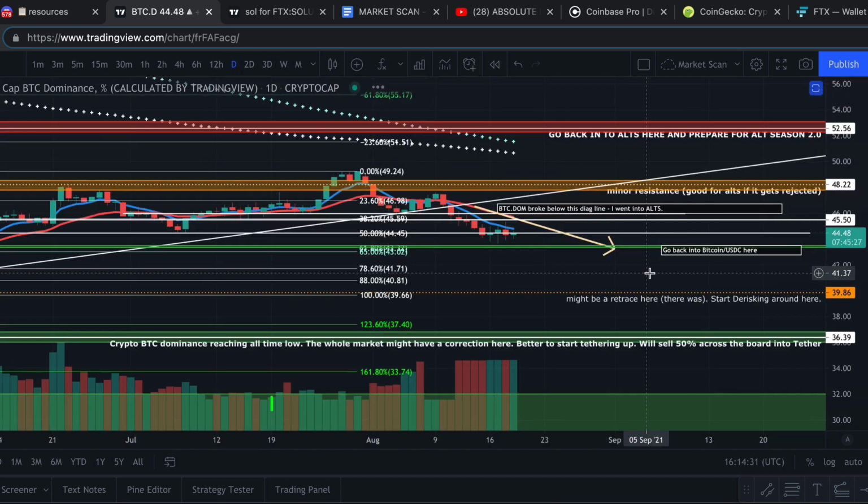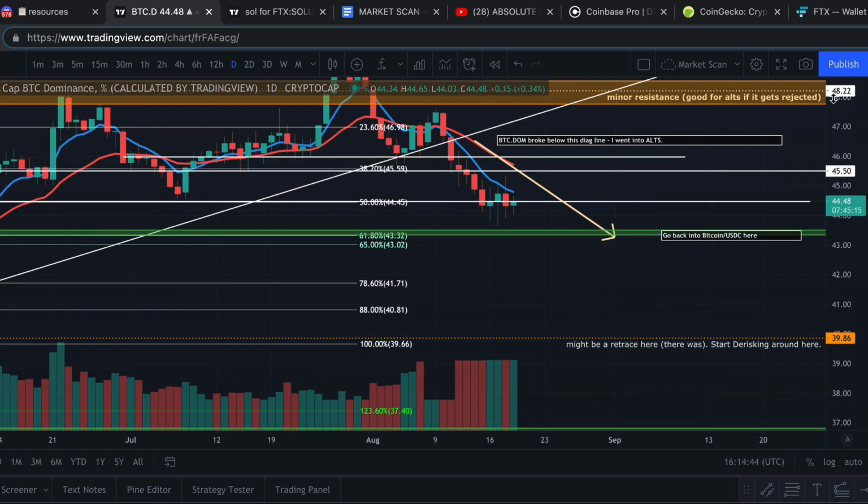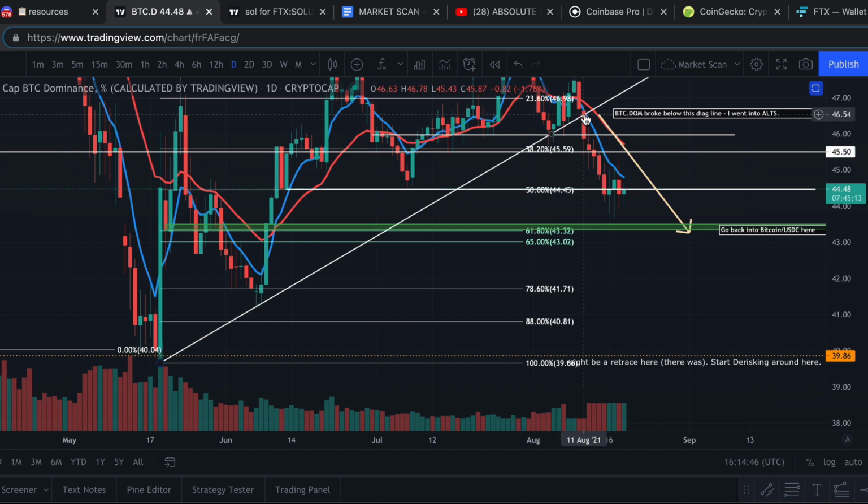Let's go to the daily. You could see it broke through this support line, right? And I updated this on TikTok. I said, as soon as it breaks through here, you want to go into alts. It broke below this line, and I went into alts. Yeah, I wrote that down a while ago. So boom, we went into alts.